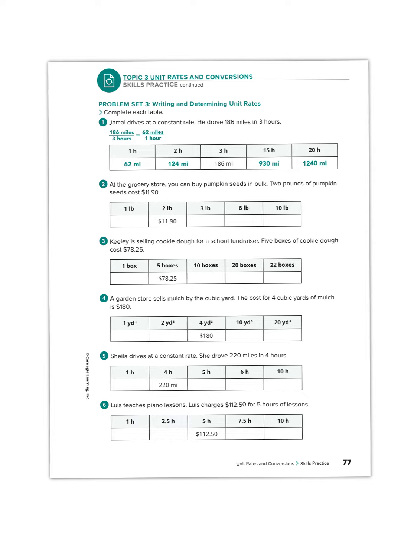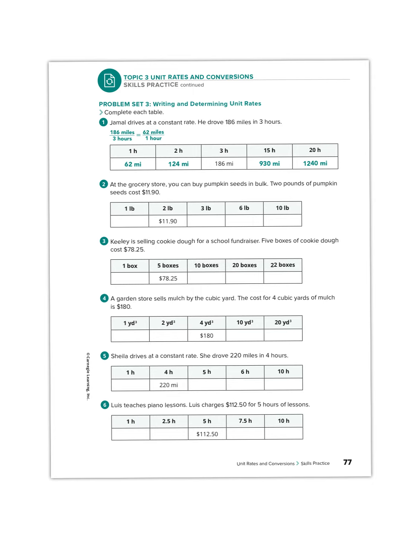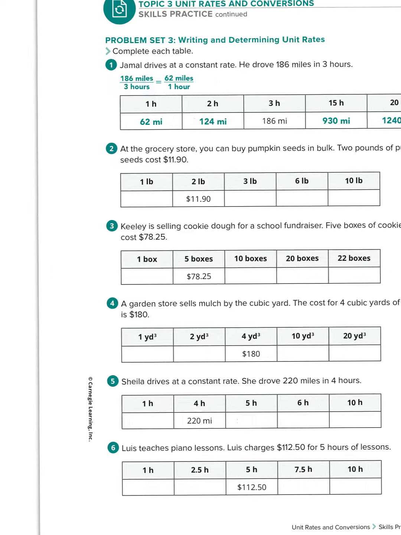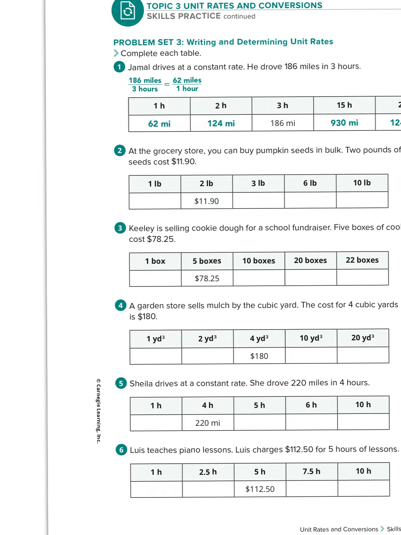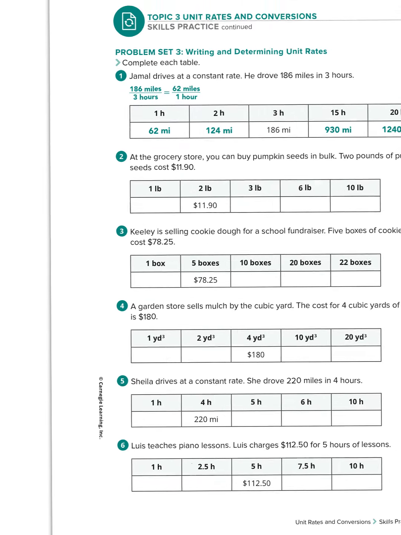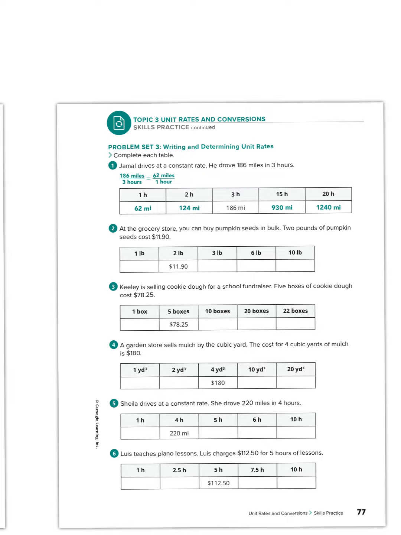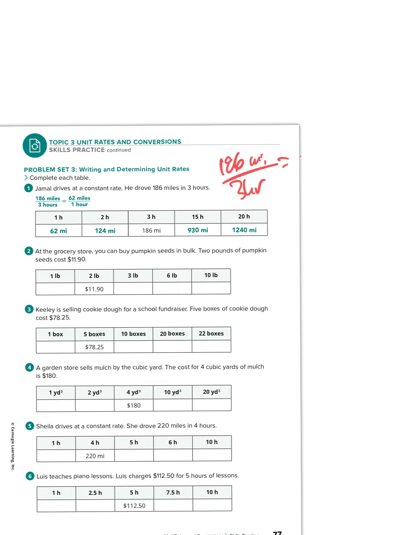And then the second page is really similar. It's just determining unit rates. So you are given some sort of rate, $11.90 per 2 pounds. We want to figure out what that rate is per single unit. So 186 miles per 3 hours. We want to figure out what is that amount per 1 hour.